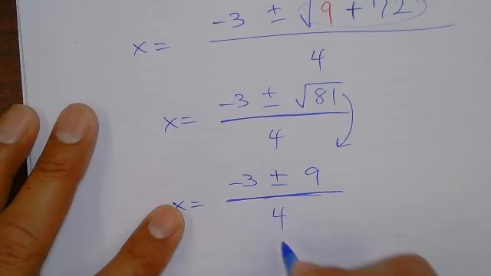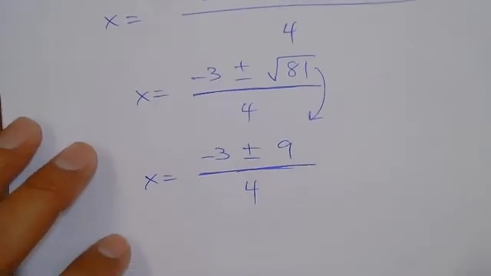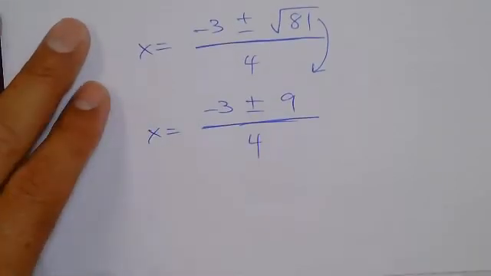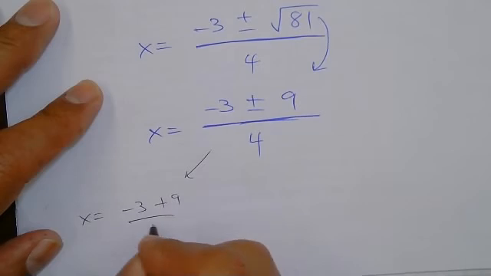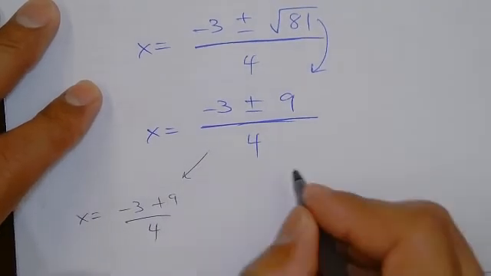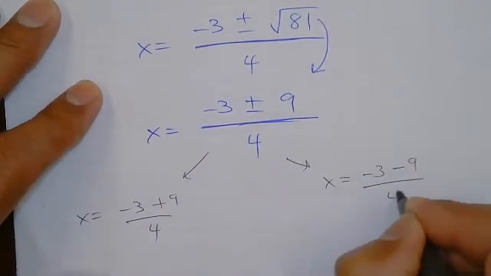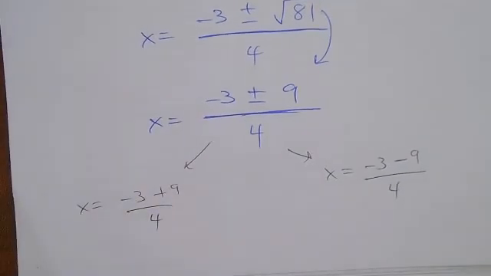So really, what are we looking at, guys? X is equal to negative 3 plus minus 9, right? Because the square root of 81 is 9. And then over 4. All right, go ahead and get the 2 answers from here. There's 2 problems here. You should be getting 2 answers. One of them says X is equal to negative 3 plus 9, and then divided by 4. And the other one says X is equal to negative 3 minus 9, divided by 4.